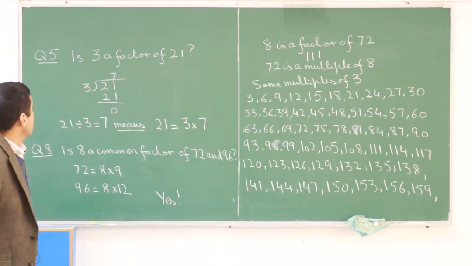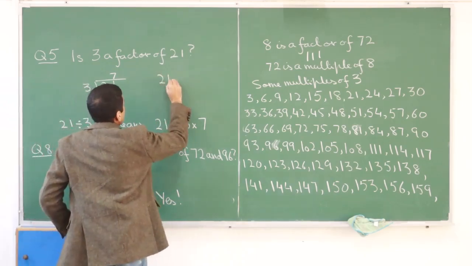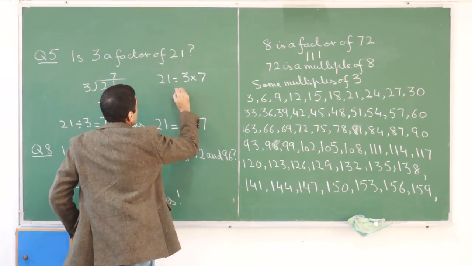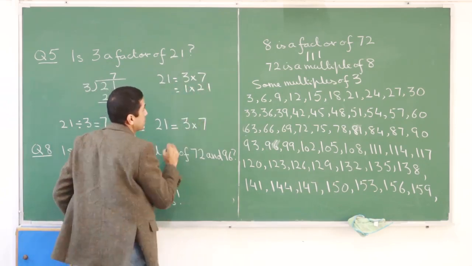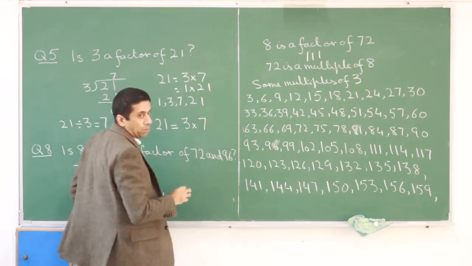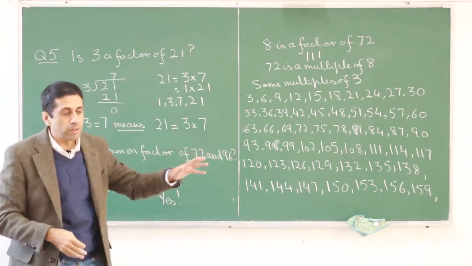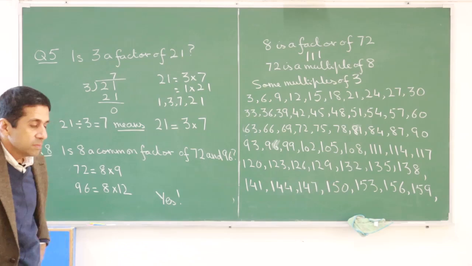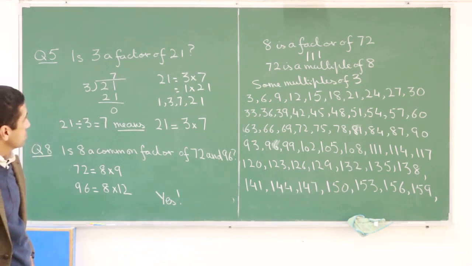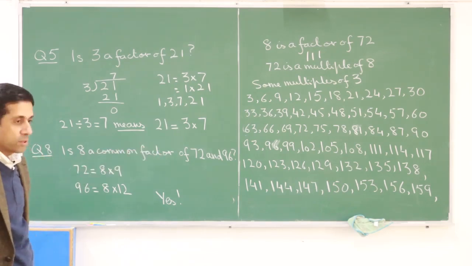Let's look at factors of 21. The factors of 21 are 3 times 7 and 1 times 21, and that's it. So there are 4 factors: 1, 3, 7, 21. How many multiples of 3? I just wrote down a few of them. So count the rest, count all of them and tell me how many multiples of 3 there are.